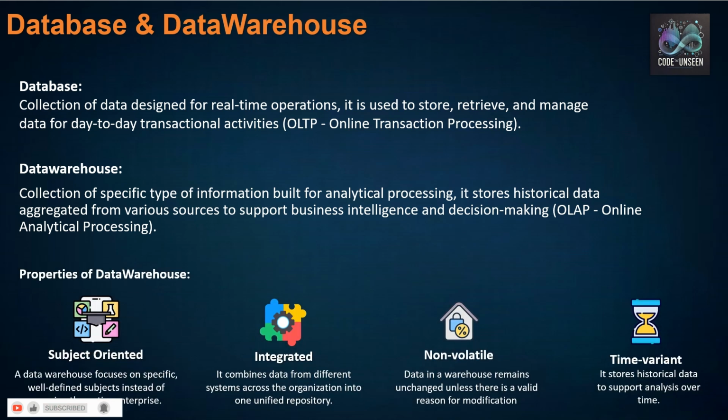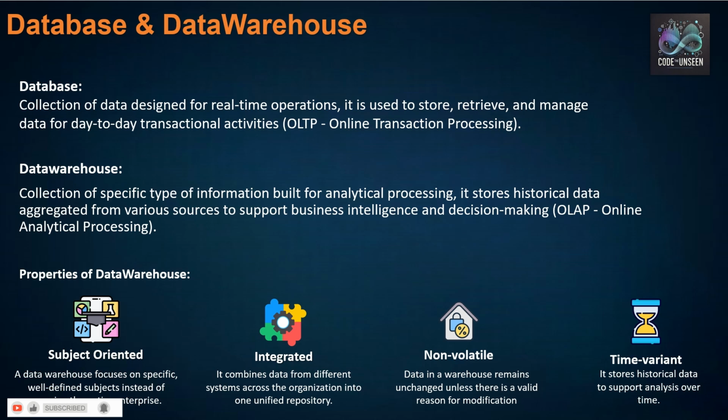And there are a few properties of a data warehouse. It should always be subject oriented, which means it should always focus on a specific well defined subject instead of focusing on entire enterprise level information in the first place. Then it should easily be capable of combining data from different systems across the organization. And that's where the second property of a data warehouse comes in, which is about integrating it.